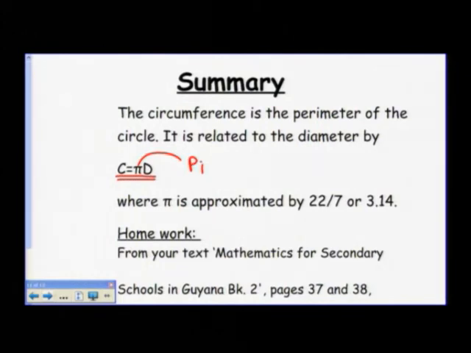We discussed that it's an irrational number, so we always approximate it. In this class, we approximate it by either these two values. And we can use this relationship here with circumference to help us to solve problems involving circumference, radius, or diameter of a circle.